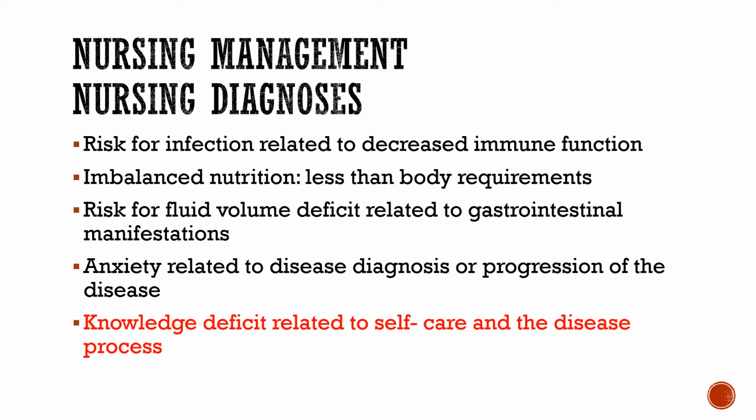Risk for fluid volume deficit related to gastrointestinal manifestations. So this is somebody who's experiencing nausea, vomiting, diarrhea. Anxiety related to the disease prognosis or the progression of the disease. Of course, this is going to cause them anxiety. They have this chronic infection, this chronic disease now. And if the disease begins to progress, of course, that is going to cause them some anxiety.